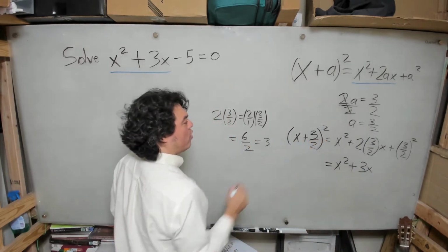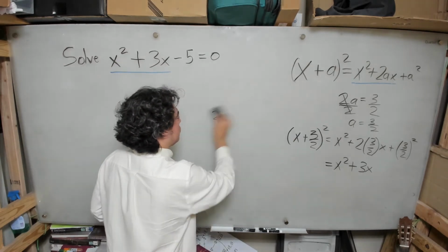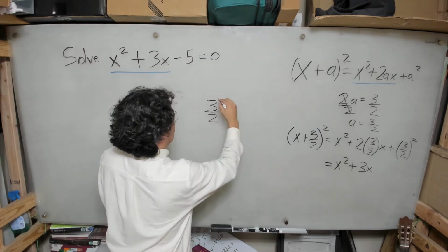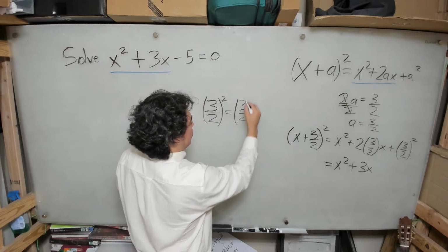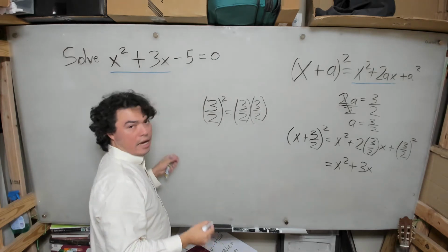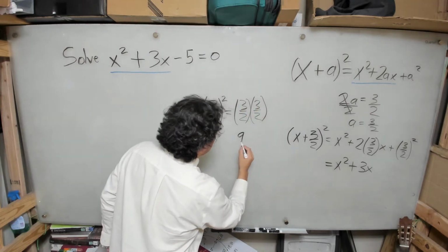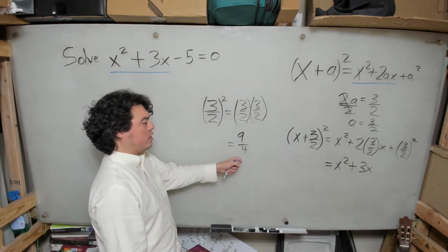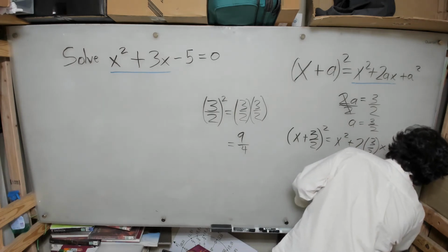And now I'm going to calculate what (3 over 2) squared is. 3 over 2 squared is by definition 3 over 2 times 3 over 2. And as we know, we multiply fractions by multiplying across, so 3 times 3 will be 9, and 2 times 2 will be 4. So I will end up getting that (3 over 2) squared is 9/4. So I can finally get that this over here is plus 9 over 4.